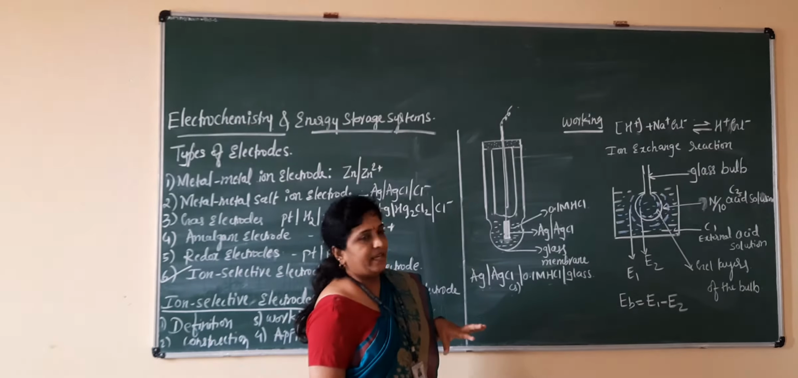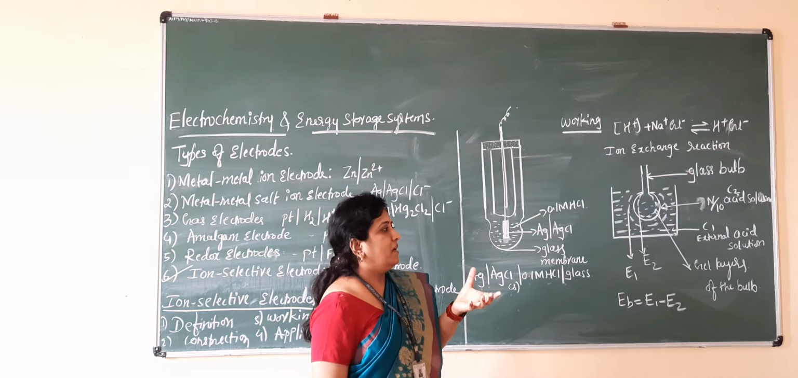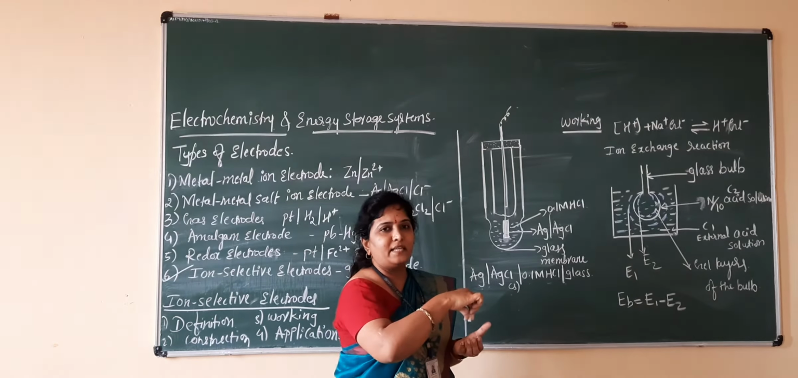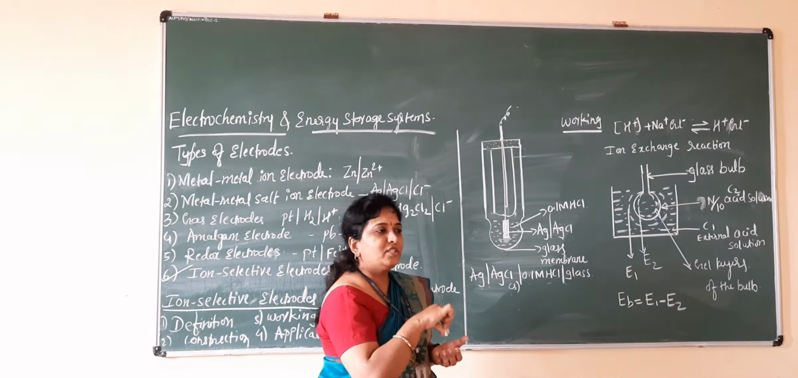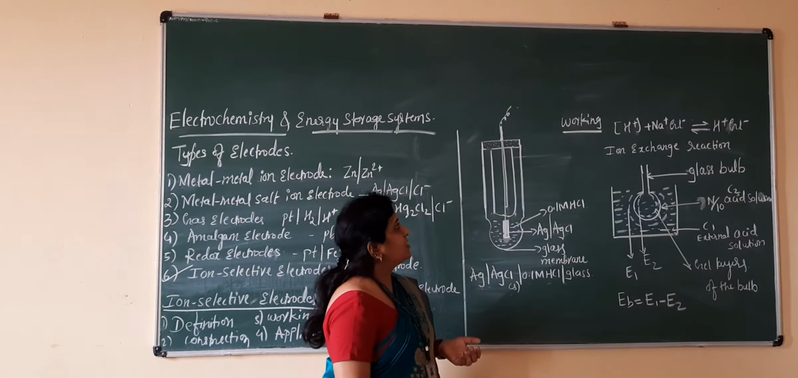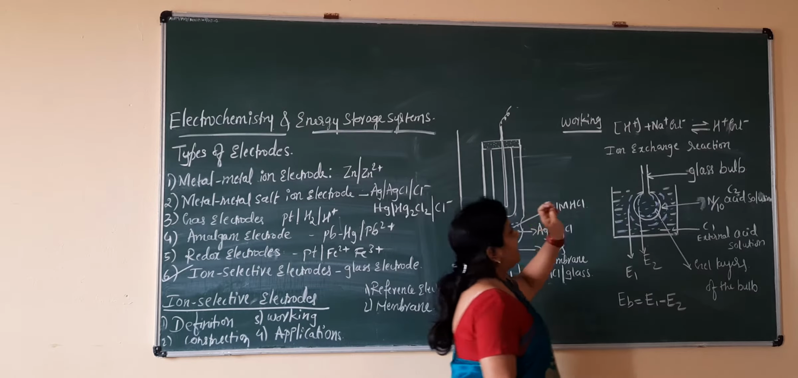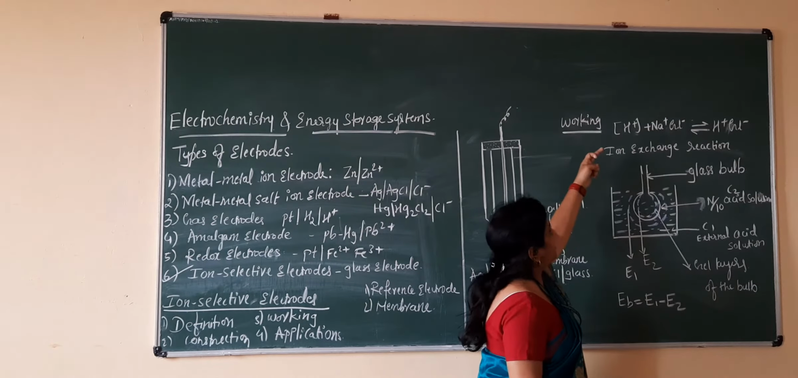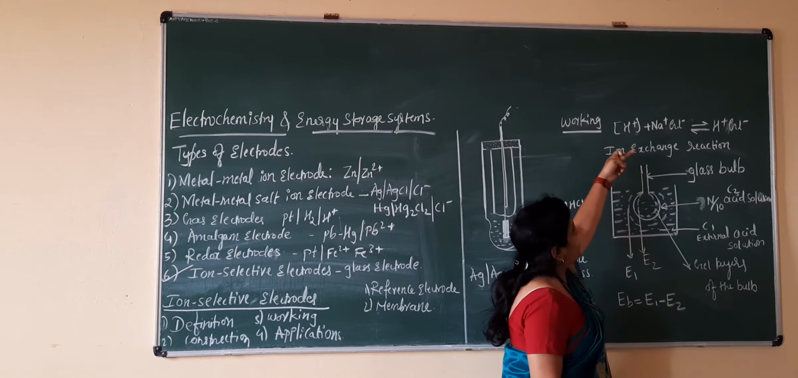So in their case, what happens? This is the glass electrode we have taken, and we will insert that glass electrode in the beaker, which contains again the acid solution. So what will happen? How does it work? We can see that here an ion exchange reaction takes place, that is H plus ions and Na plus Cl minus.